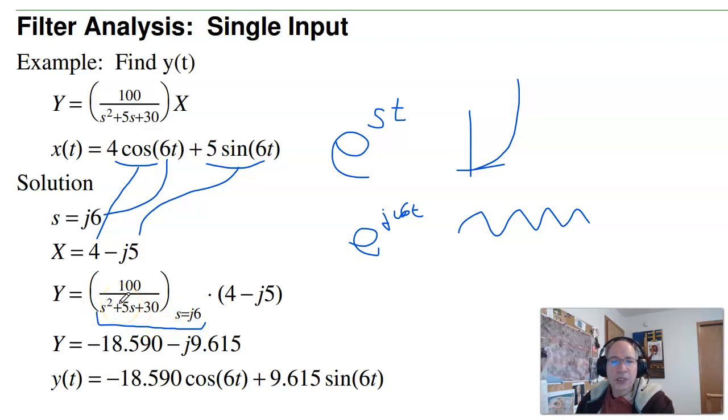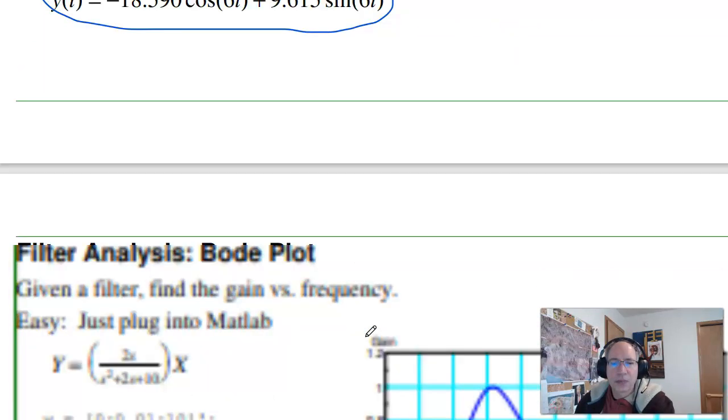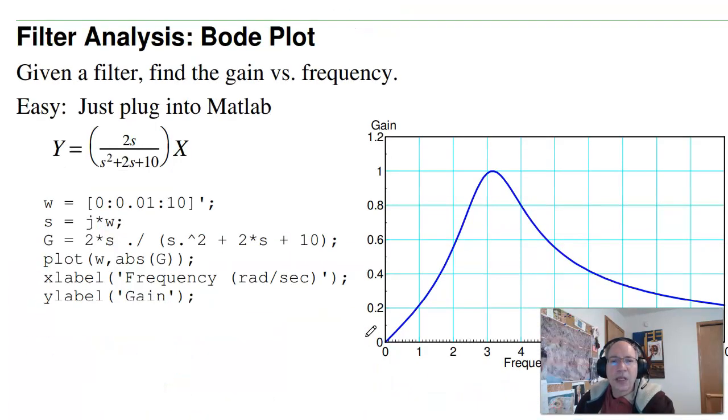All I care about is what's the gain at j6, the frequency of the input, times the input at 6 radians per second. Multiply it all out, I get a complex number. What that number means is the real part's cosine minus j is sine, and there's y of t. So circuit analysis with a single sine wave input is actually pretty straightforward. Second form, if I know the frequency of the input, I just plug in s equals j omega, find the gain of the filter at that frequency, and multiply by the input in phasor notation.